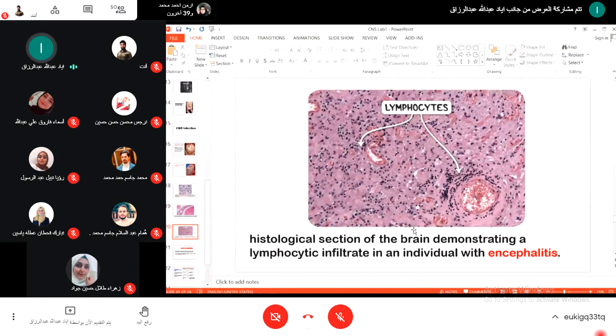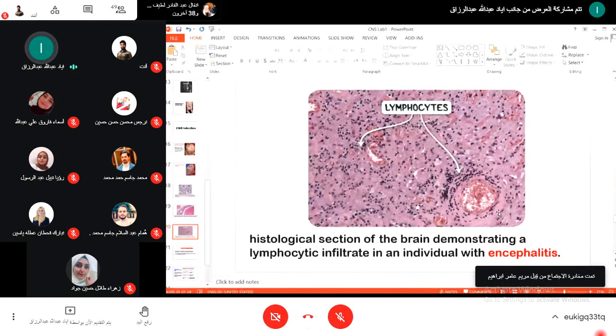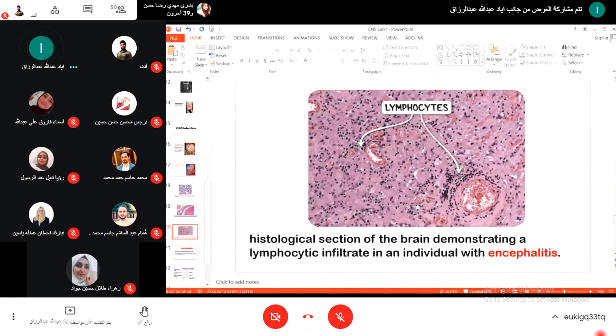This is brain tissue infiltrated by lymphocytes. This is the mode of presentation. This lesion we call perivascular, meaning around blood vessels: a perivascular lymphocytic cuff. You have surely seen the cuff of a blood pressure device, the sphygmomanometer, which we wrap around the arm. Here the lymphocytes are surrounding the blood vessel. These are lymphocytes. This is brain tissue. And the final diagnosis is encephalitis.